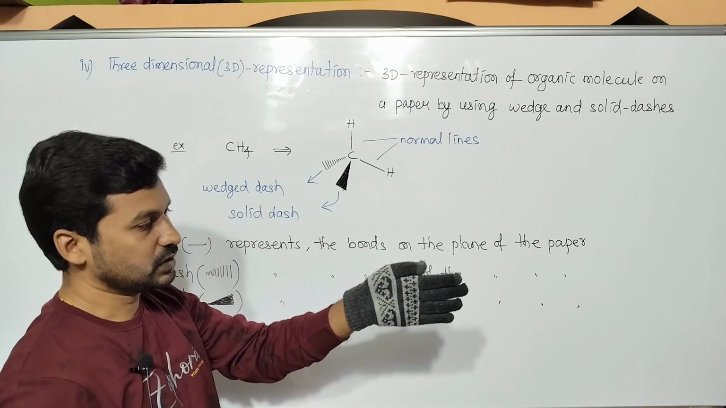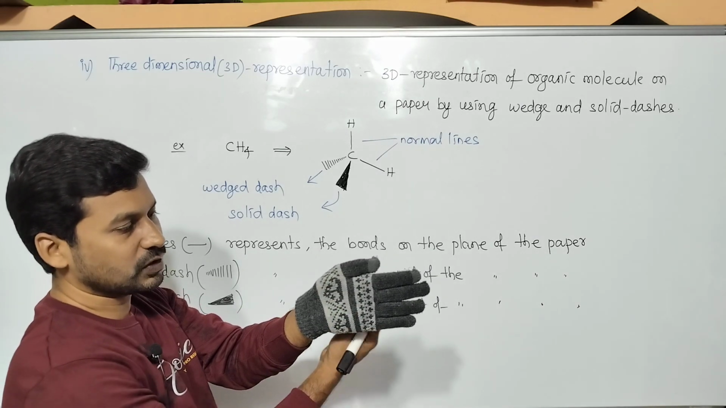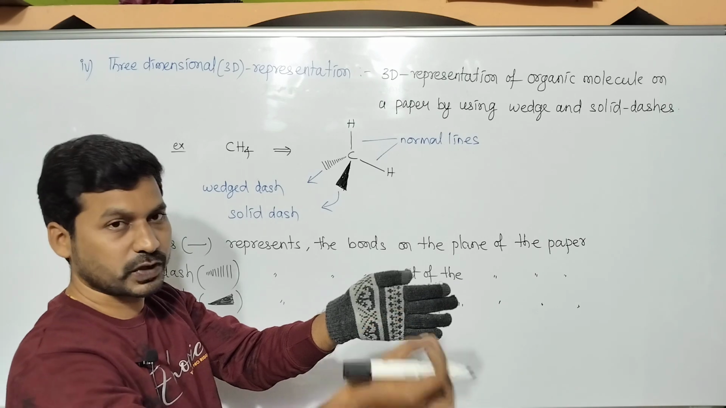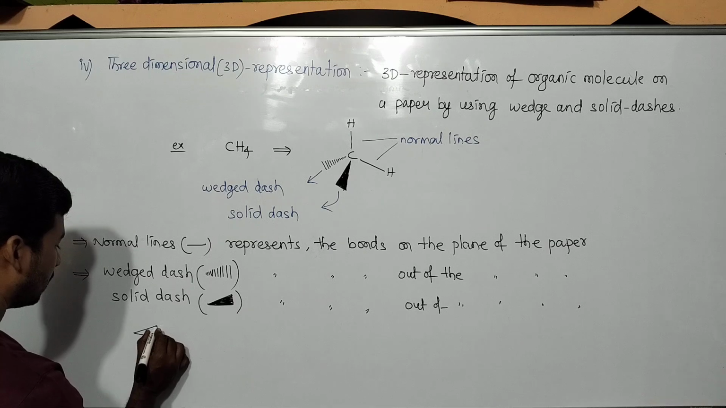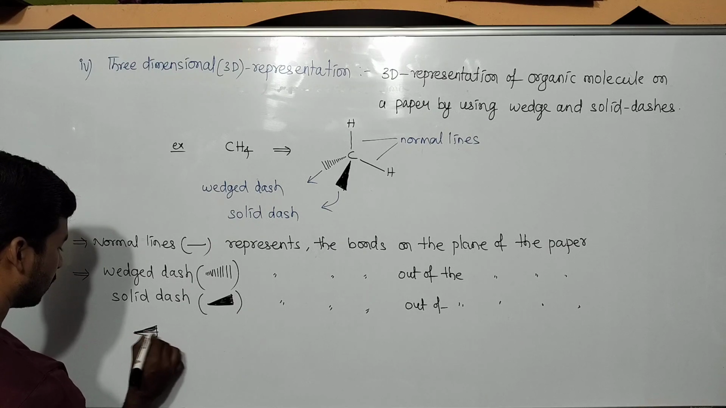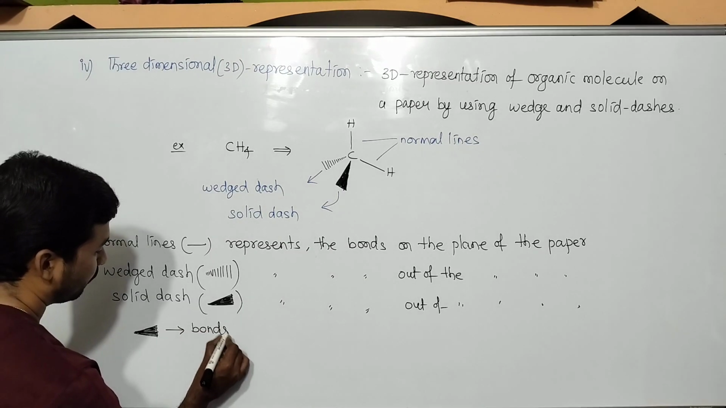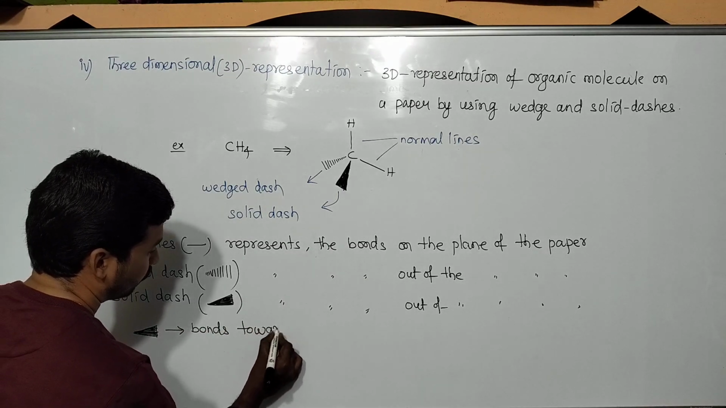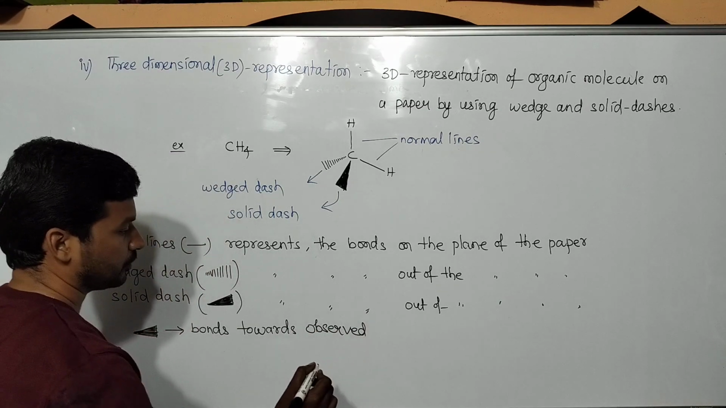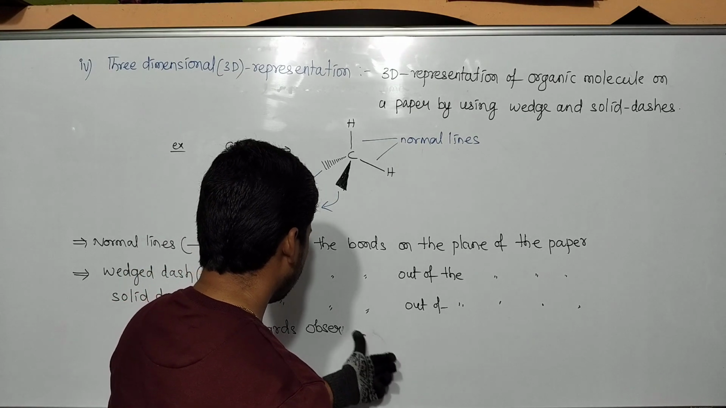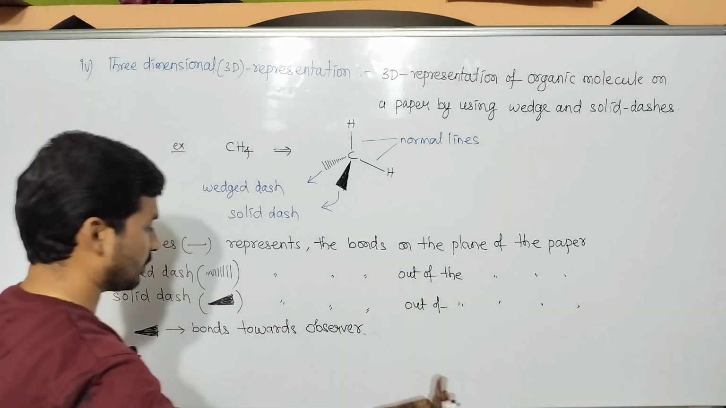So suppose, like this, this is one plane. The board is my plane. On this, two bonds. The next two bonds are out of the plane, not on this plane. One is towards you, one is away from you. So that means this solid dash is a bond towards the observer, not on the plane of the paper. It is out of the plane, it is towards you, towards the observer.